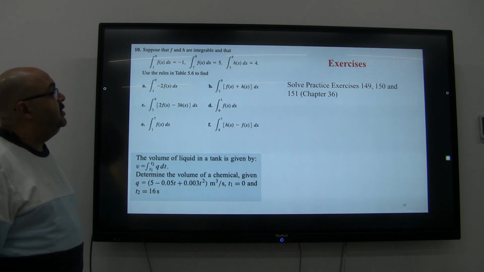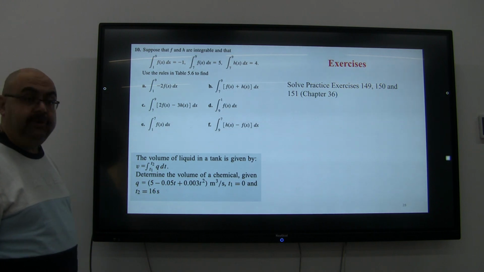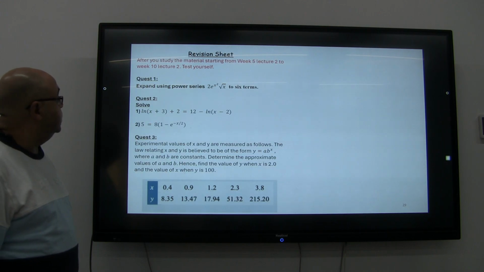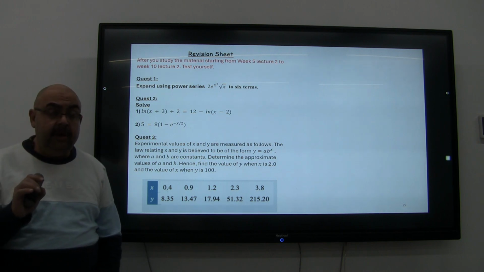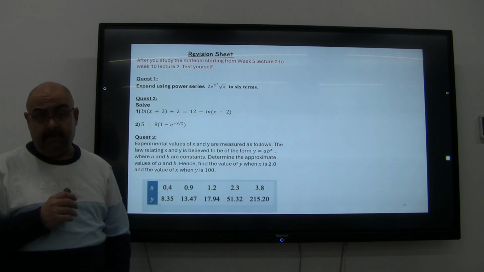Try to solve the practice exercises 149 to 150 and 151, chapter 36. This is the revision sheet. I would strongly recommend that you go through these problems.